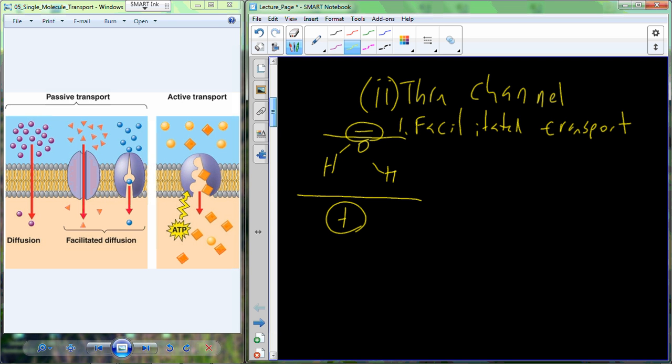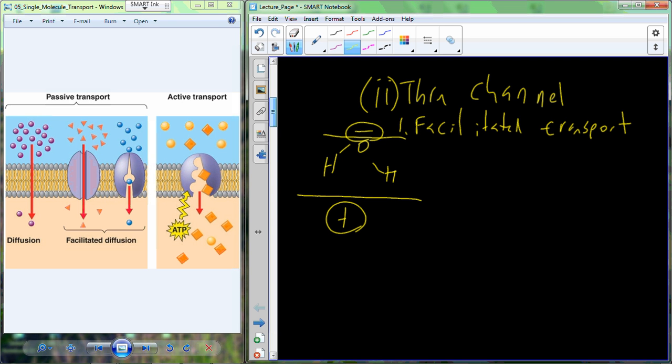Nonpolar molecules are going to preferentially use this passive transport because they don't need any assistance to move through the membrane. Testosterone is a lipid. It's produced from cholesterol. Cholesterol is another lipid, right? Testosterone just zips right through the membrane. It doesn't even need a channel. It'll float right through.